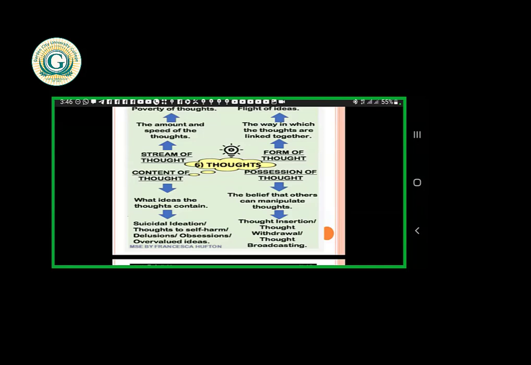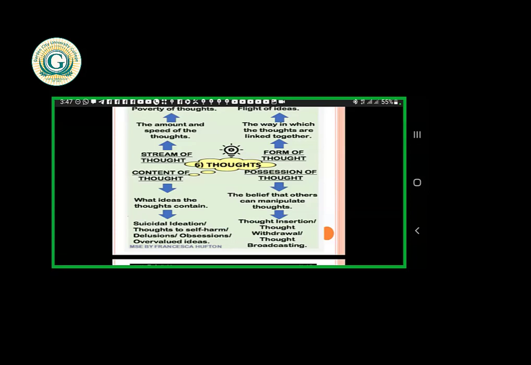The last one talks about the possession of thoughts, which means the belief that others can manipulate one's thoughts. That means others can manipulate your thoughts, or take your thoughts away, or deal with your thoughts. They can go into your mind and deal with your thoughts. Either they are putting the thoughts inside, implanting them, which is called thought insertion, or they are extracting information from you, taking the thoughts out of your mind. Sometimes they may also feel that the ideas they have have been broadcasted, circulated, spread.